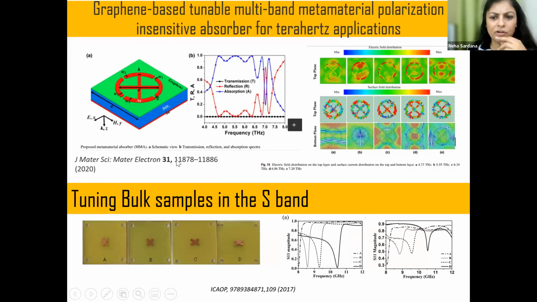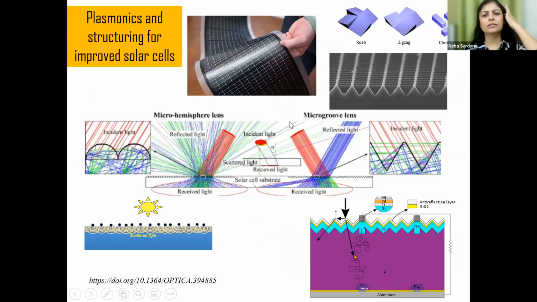So this is a little bit of work from our group on metamaterials. I'm not sharing much of it because of the time, and structuring is very important. And that is why you can increase the amount of light that goes into your solar cell. So structuring is not just important for biological or these kind of applications, but also for the existing applications.